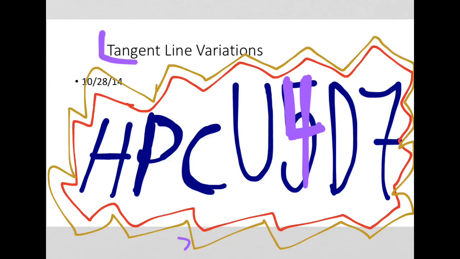Unit 5, differentiation. I've been talking a lot about tangent lines. We're going to look at a few variations on that problem today. So let's get started.